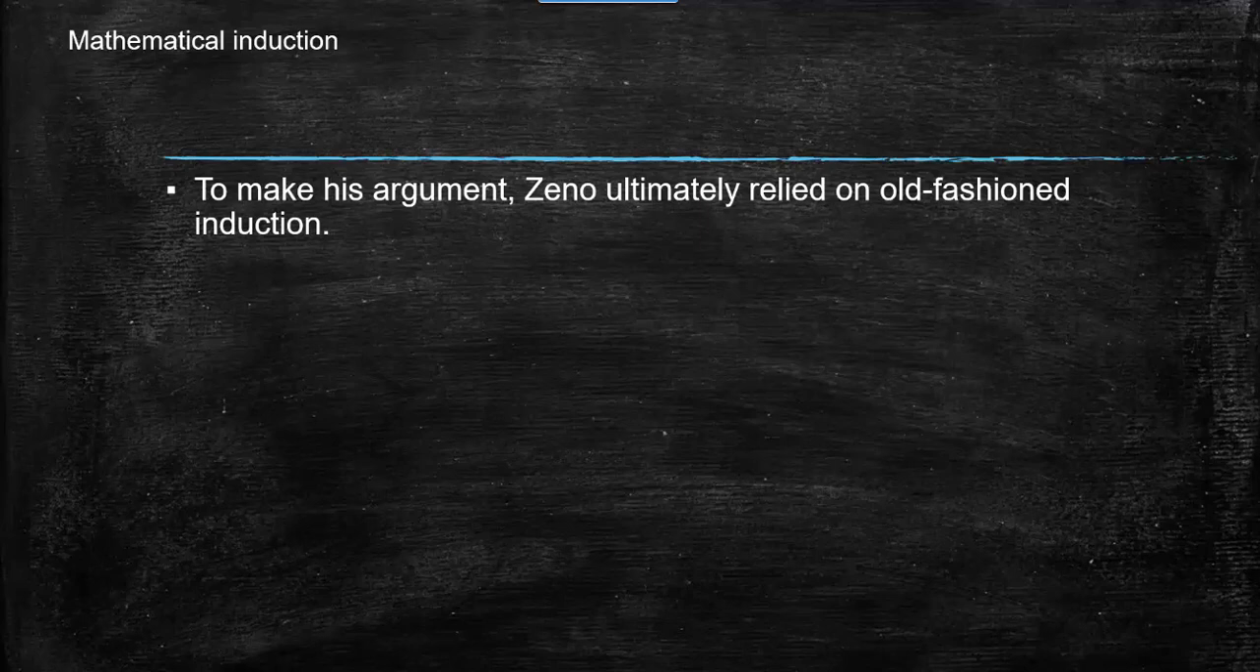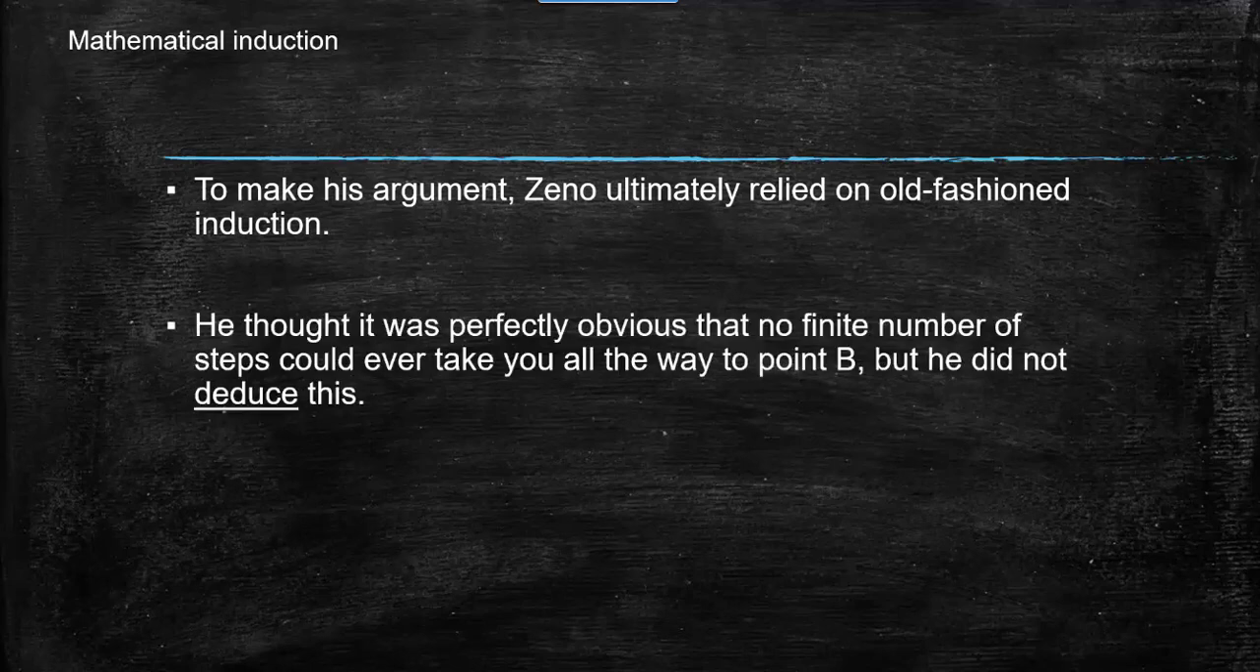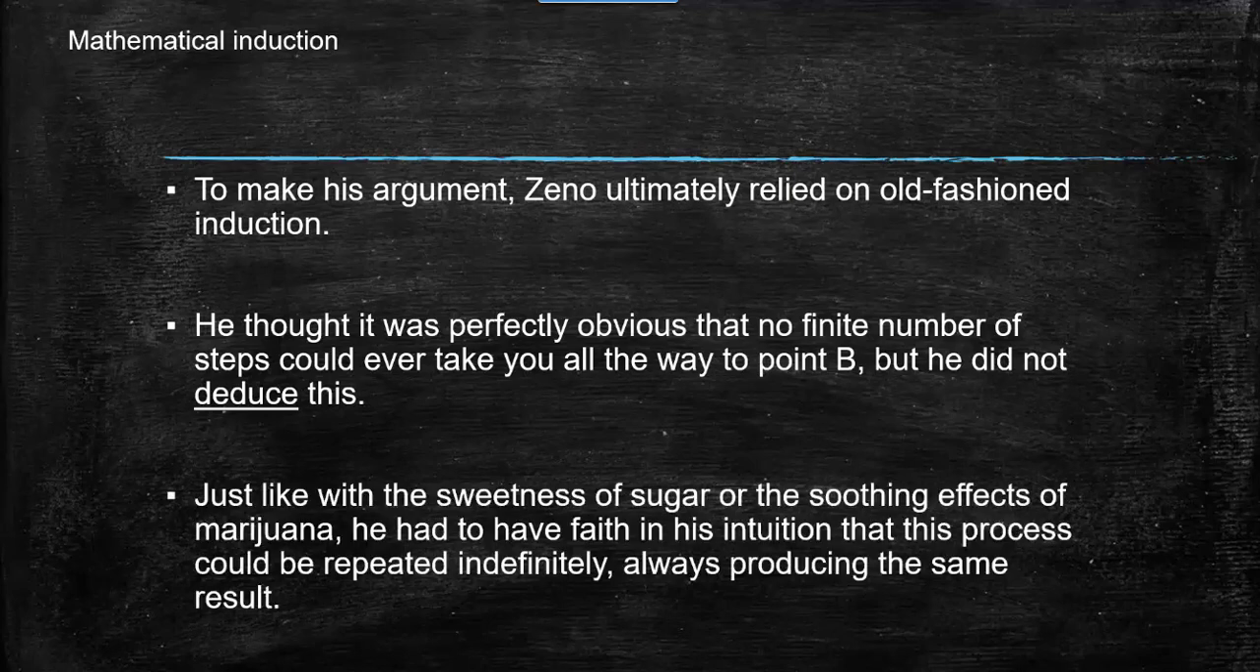To make his argument, Zeno ultimately relied on old-fashioned induction. He thought it was perfectly obvious that no finite number of steps could ever take you all the way to point B, but he did not deduce this. Just like with the sweetness of sugar or the soothing effects of marijuana, he had to have faith in his intuition that this process could be repeated indefinitely, always producing the same result.